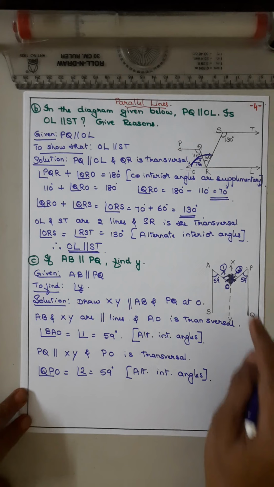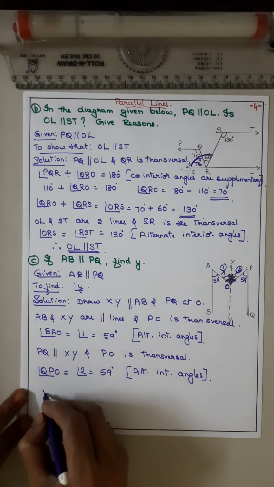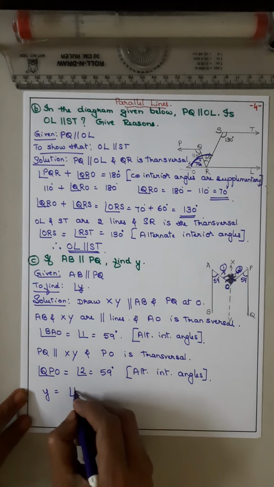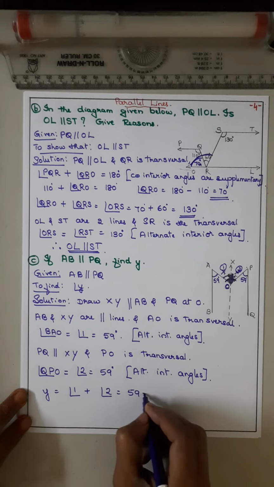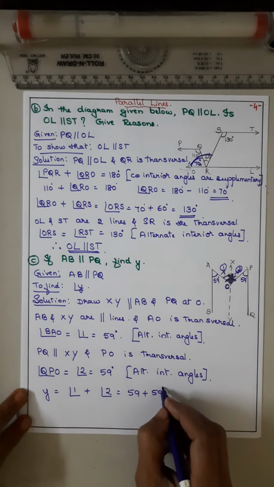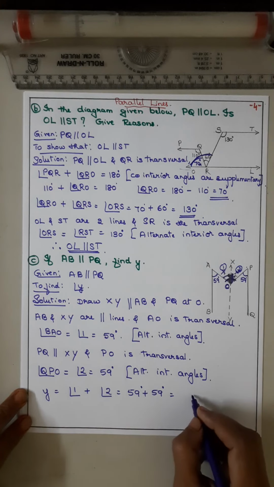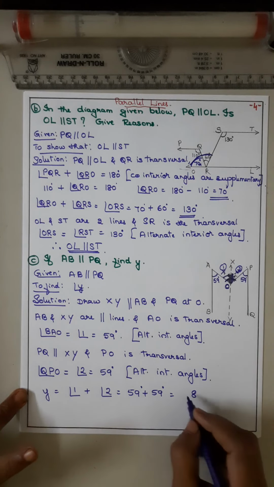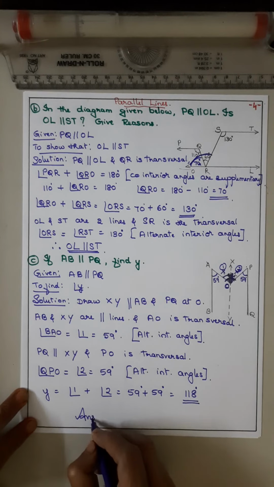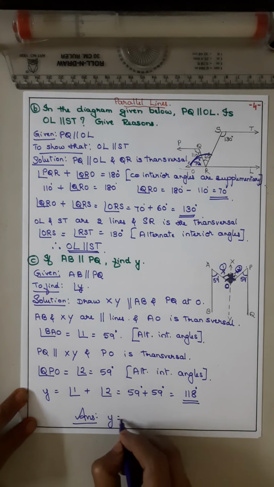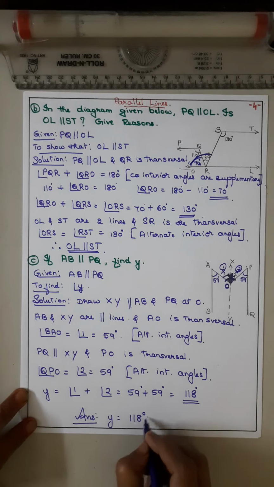Now add 1 and 2. Y is equal to angle 1 plus angle 2, which is equal to 59 plus 59 degrees. 9 plus 9 is 18, 5 plus 5 is 10, plus 1. So the answer is Y is equal to 118 degrees.